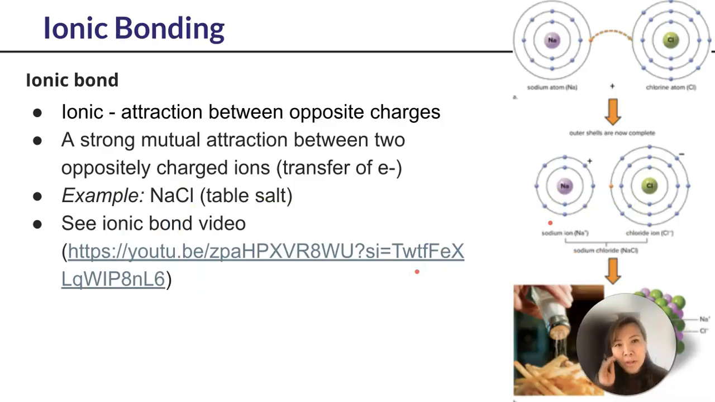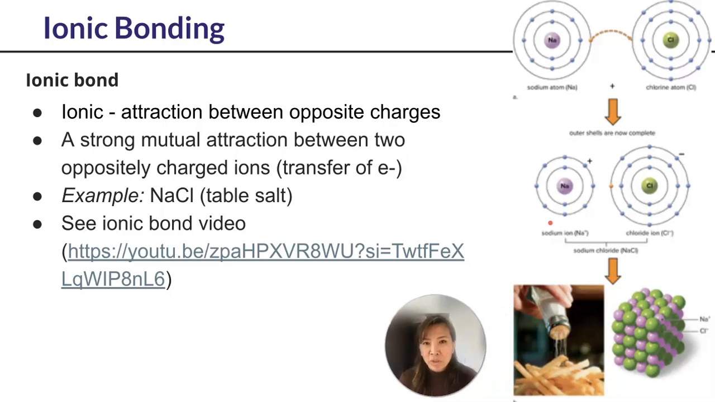So the first type of bonding we're going to look at is the ionic bond. Ionic bond is interesting because it's between two oppositely attracted charges. The example that we talked about earlier was salt, right? In salt, you have this mutual attraction between two oppositely charged ions because of the transfer of electrons. So what do we mean by that? Let's look at this in a little more detail.